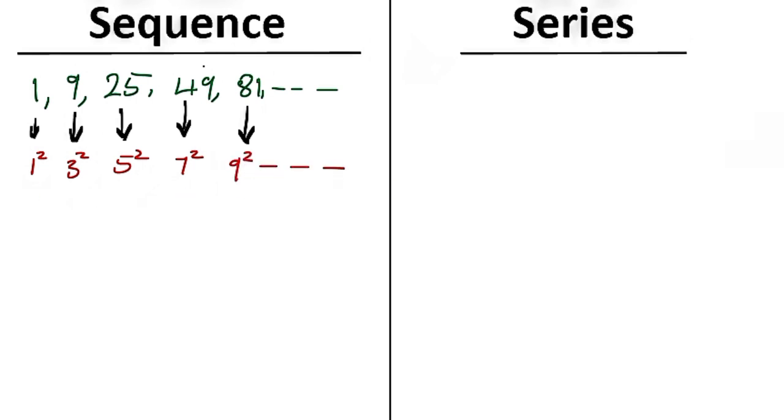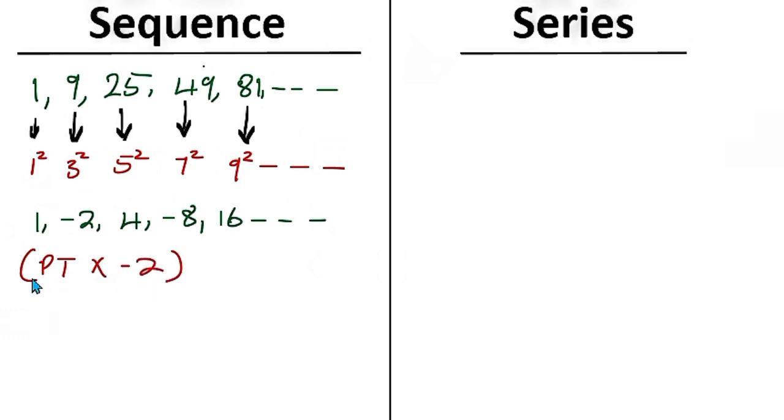Let's also think of collecting a set like 1, minus 2, 4, minus 8, 16, and it goes on. So what type of set are we collecting? Basically, you can see that the preceding term is being multiplied by minus 2, right?